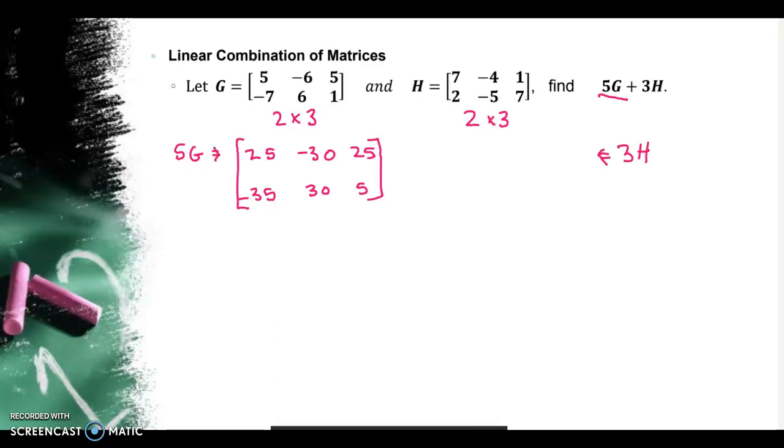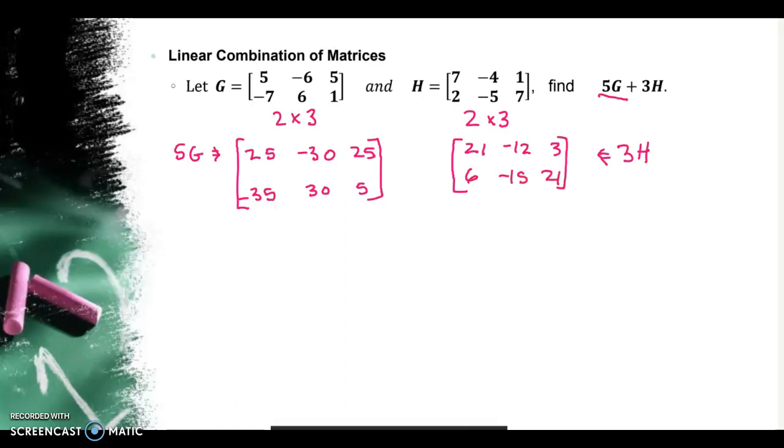put to the left here, is 3 times the entries in H. So that's going to be 3 times 7, or 21. 3 times negative 4, which is negative 12. 3 times 1, which is 3. And then we'll have 6, negative 15, and a positive 21.